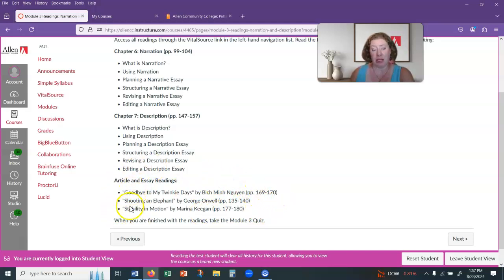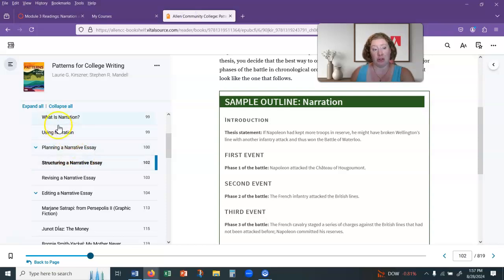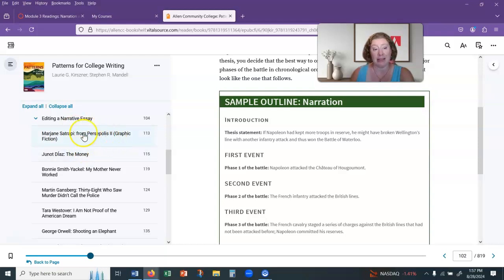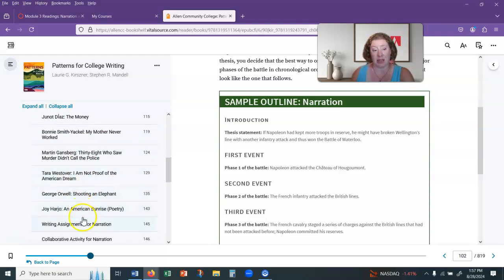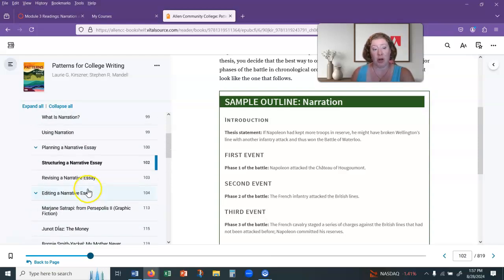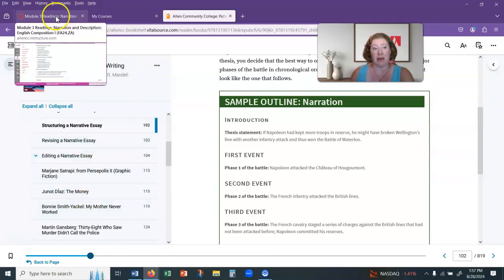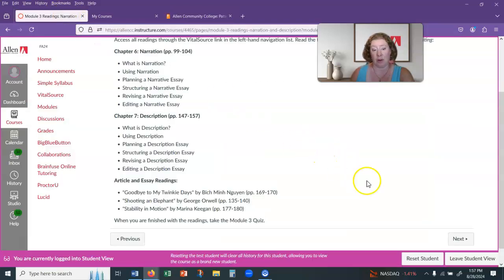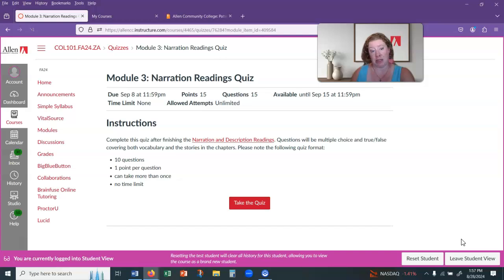And then we also have 3 short readings from the book. So each chapter of the book goes through what is the style of writing? How do you plan it? How do you structure it? How do you revise it? And then there's a number of examples that they include afterwards. And so you are going to be reading a few examples for each of the styles of writing that we're going to cover. In this case, these come from both the narration and description chapters, and they're just examples of what you can do with that style of writing. You'll need to read those because you're going to be taking a quiz over them.